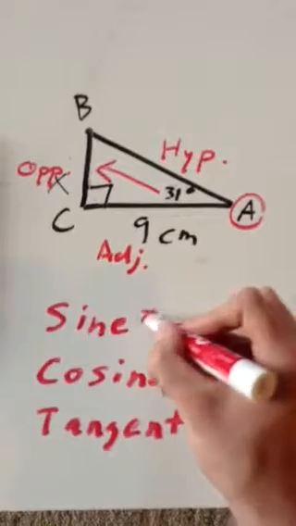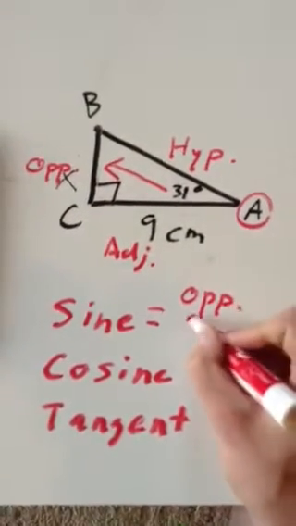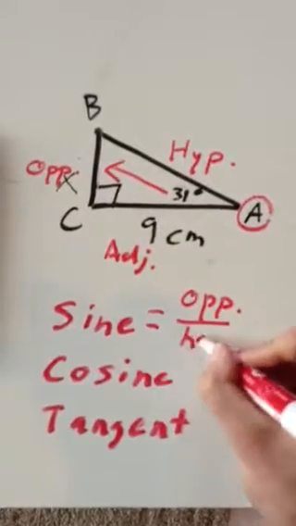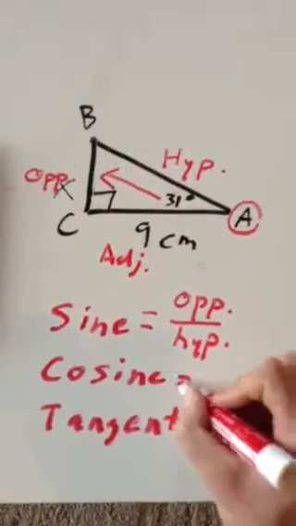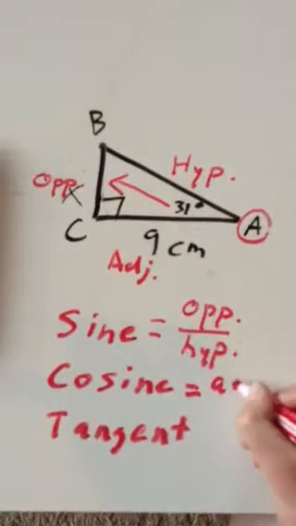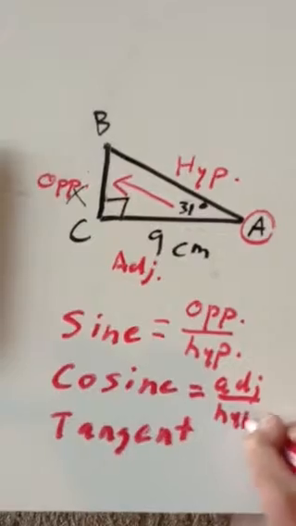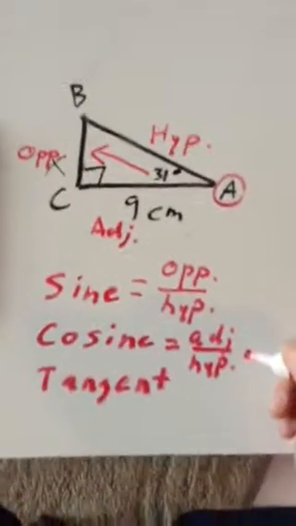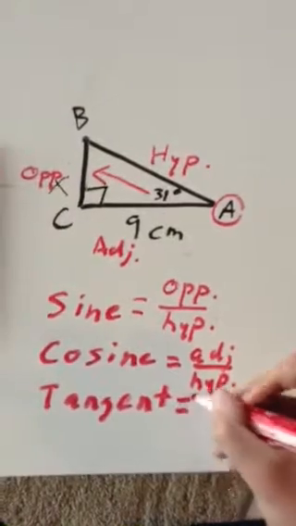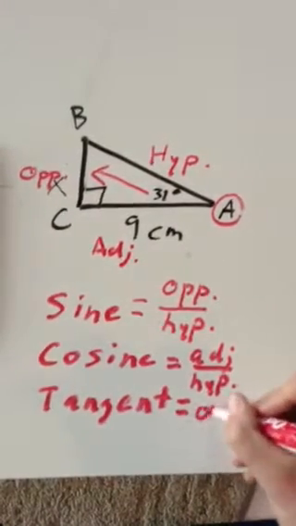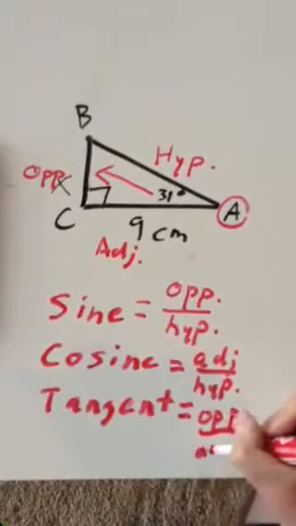Sine is always your opposite side over your hypotenuse. Cosine is always your adjacent side over your hypotenuse. I know it's getting a little small here to read, but stick with me. And then your tangent is always your opposite side over your adjacent. It's like a fraction.